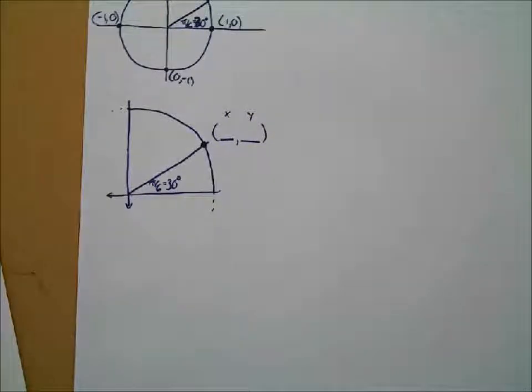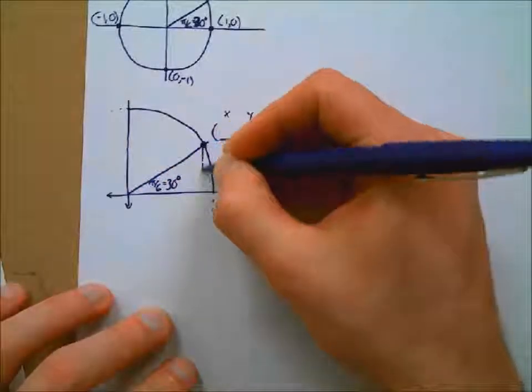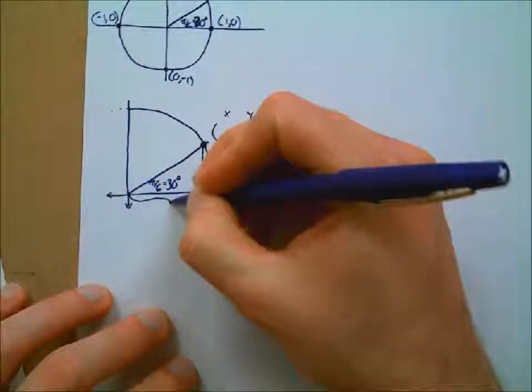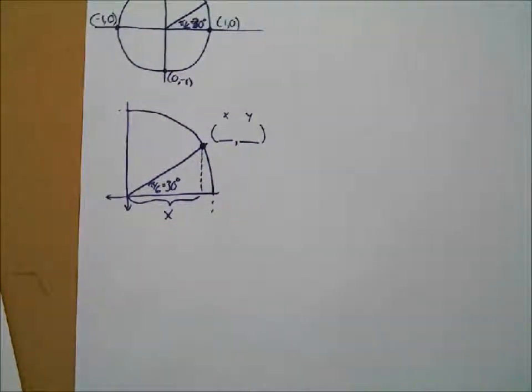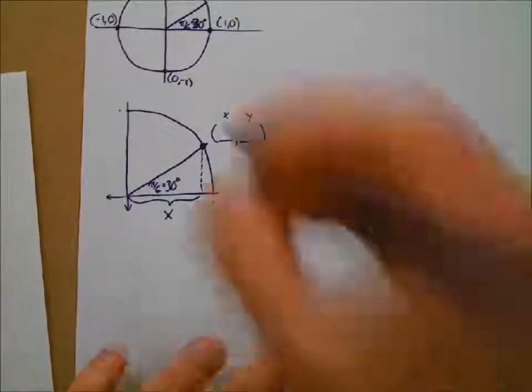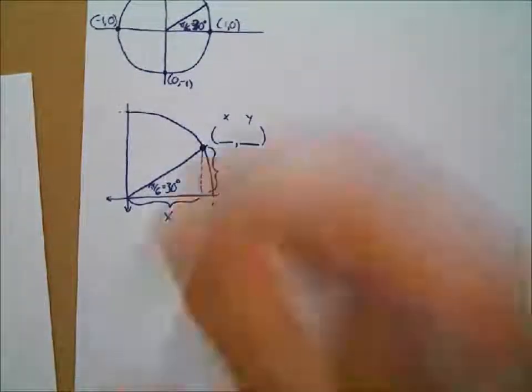All right. Well, remember, the x coordinate of a point is like that horizontal distance that point is from the origin. So we need to come up with this horizontal distance. If I drop down, we want to find this length right here. That gives us the x-coordinate. The y-coordinate is the vertical distance from the origin, and so that would be this side right here. That would be our y.